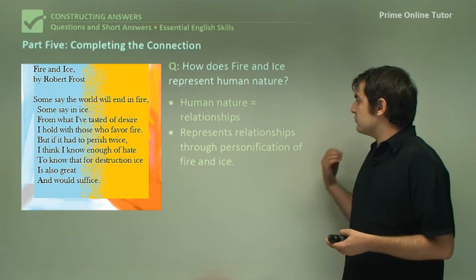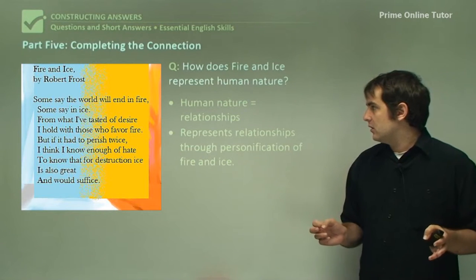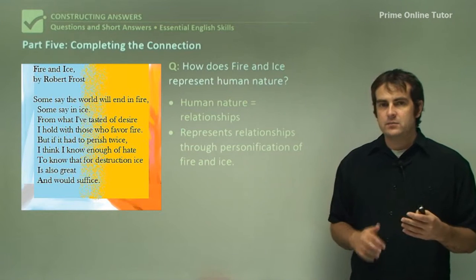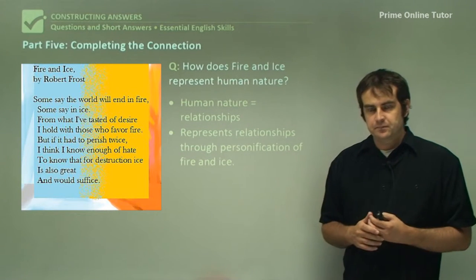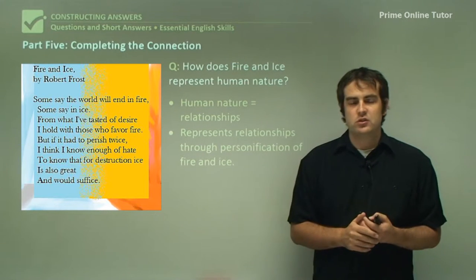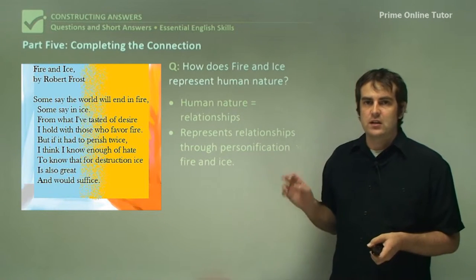Secondly, it represents relationships through personification of fire and ice, which we just mentioned. And certainly, this is how it's represented. Now, we don't need to go into depth about this because it's really just asking how it represents human nature, not arguing it. Even though we're arguing it in the sense that we're proving it belongs to human nature, we don't have to go any further than that. We can pretty much just stick to that argument.